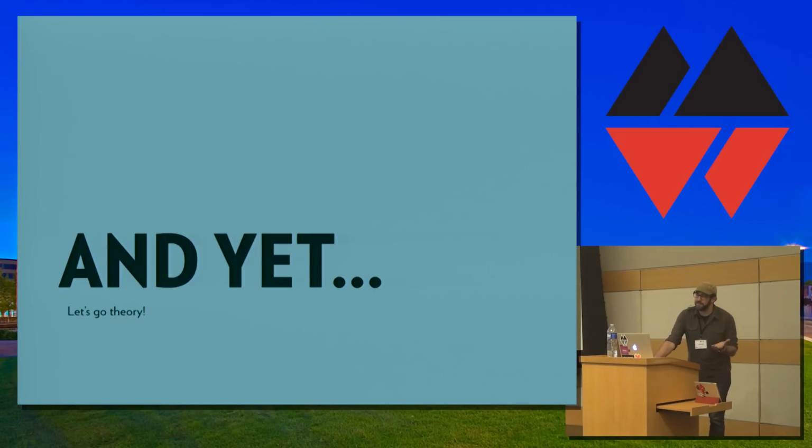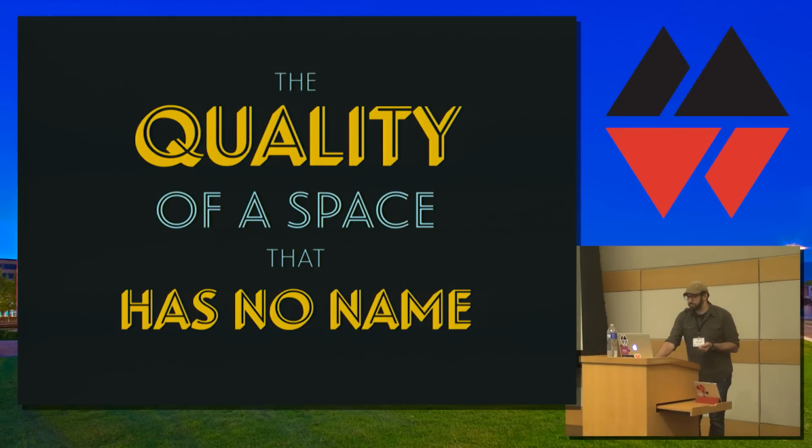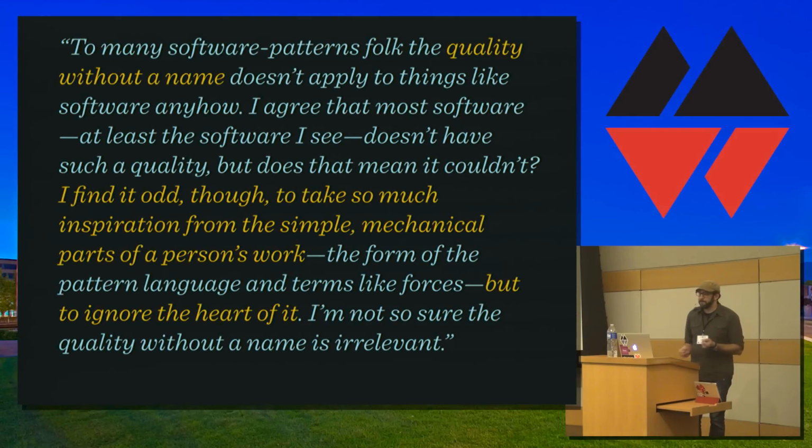And so let's go back to the character of a space that has no name. Gabriel wrote this, he's got a whole book on this stuff that was out in 2006, Patterns of Software Development. But his biggest complaint, and I agree with it, is that developers take so much inspiration from the simple mechanical parts of Alexander's work and ignore the heart of it. So they're all about the patterns themselves, as opposed to the concept of how patterns exist and how they look in a bigger world.